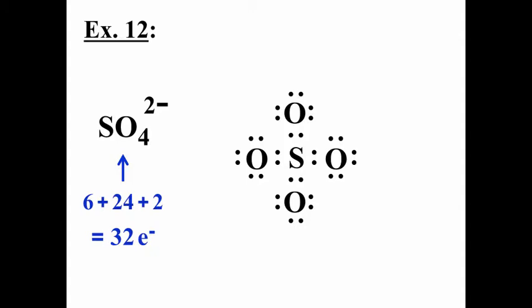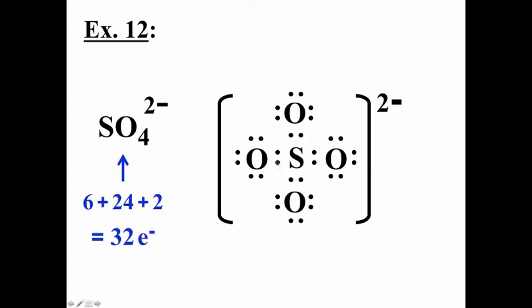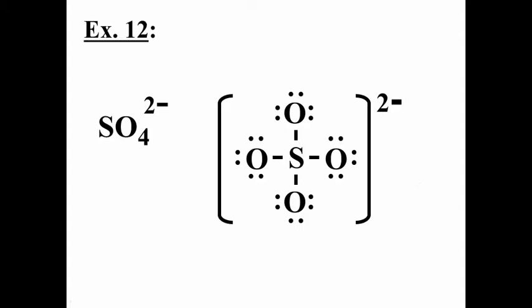And that actually looks pretty decent. We have an octet around sulfur, an octet around each of the oxygens. The whole thing overall has a -2 charge, and this certainly seems like a plausible Lewis dot structure for the sulfate ion. And of course, we can represent it with lines for bonds instead of electron pairs. So this looks reasonable. But is there anything else we could do for a Lewis dot structure?